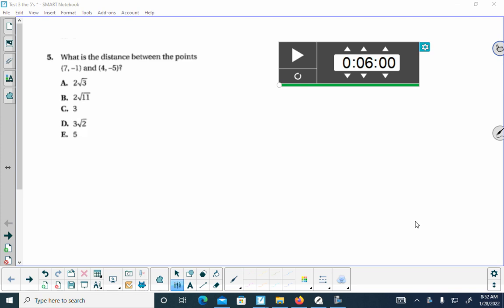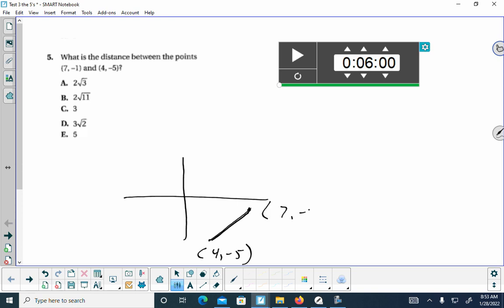What is the distance between the points? So they give me point 7, -1, and 4, -5. So I have something like that, and they're looking for the distance between the points. So here's 4, -5. Here's 7, -1. You can remember the distance formula, but if you don't remember the distance formula, remember what you're doing when you do the distance formula is you're creating that right triangle and you're finding the hypotenuse.